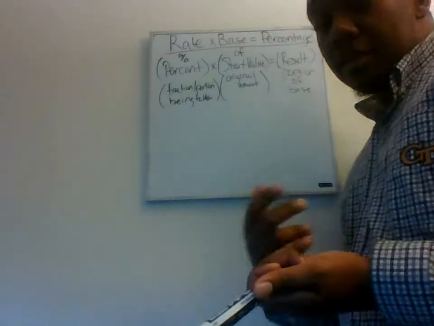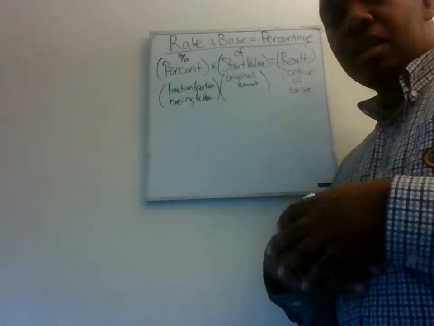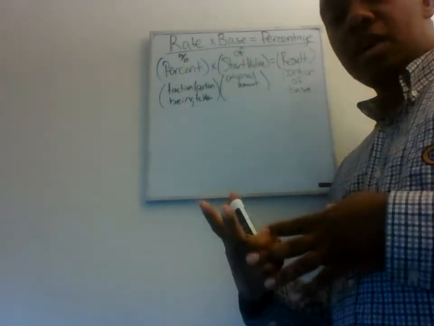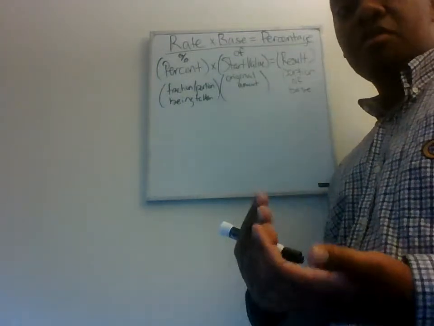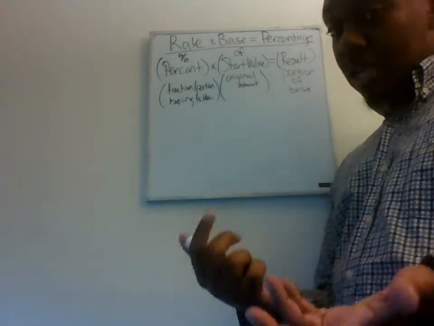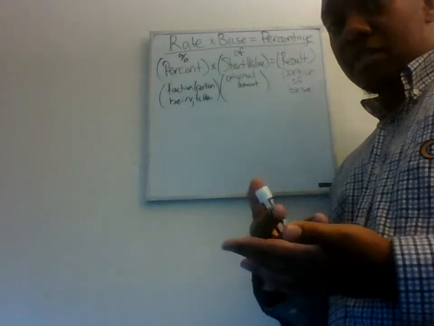So let's talk about some example problems. And we're going to do those three that I keep saying over and over again. So first one, what is 25% of 120? Well, we don't know what the result is. We don't know what the percentage is. That's what we're being asked to find. Okay, in the question, what percent of 48 is 12? Well, we already said 48 was the starting amount.